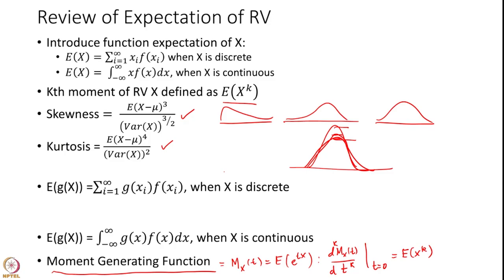We also introduced the expected value of a function of a random variable x. In the case of discrete, it is a summation i equal to 1 to infinity of g of x_i multiplied by the probability mass function of x_i, and in the case of a continuous random variable, it is the integral from minus infinity to infinity of g(x) multiplied by the probability density function of x, dx.